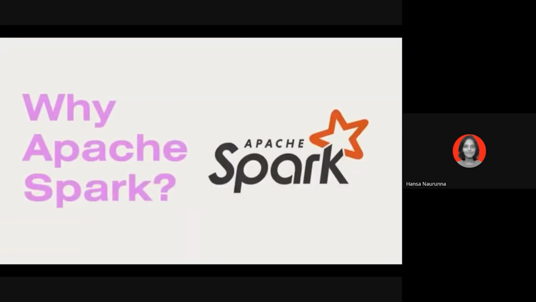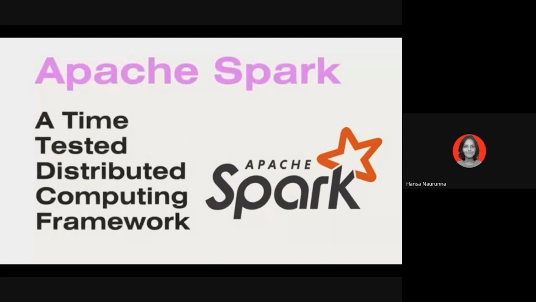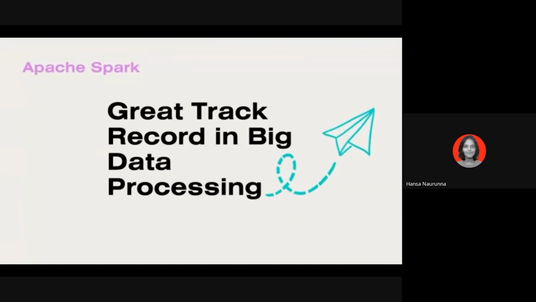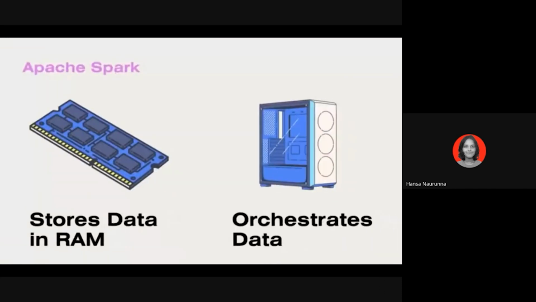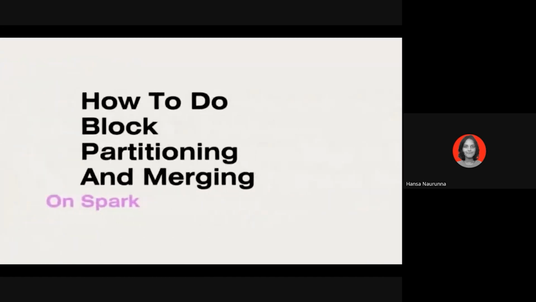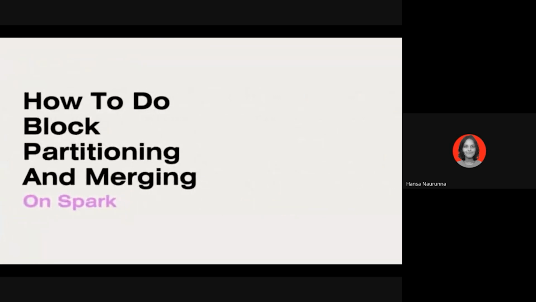Why Apache Spark? Apache Spark is a distributed computing framework with a great track record of being able to improve the computation time needed to process datasets. Leveraging the fact it can store the entire dataset in RAM as well as orchestrate the processing of large amounts of data. At the end of the day, images are like any other type of data and can be processed on Spark. How to do block partitioning and merging on Spark?